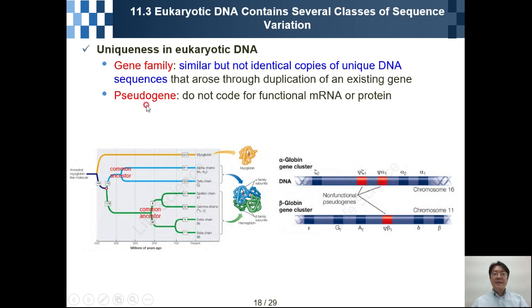Pseudogene means that it does not code for functional mRNA or protein, so it cannot be translated. But in eukaryotic DNA, we have lots of pseudogenes. However, prokaryotic DNA does not have pseudogenes. Okay? So this is the uniqueness in eukaryotic DNA. The first one is gene family, and the second one is pseudogene.